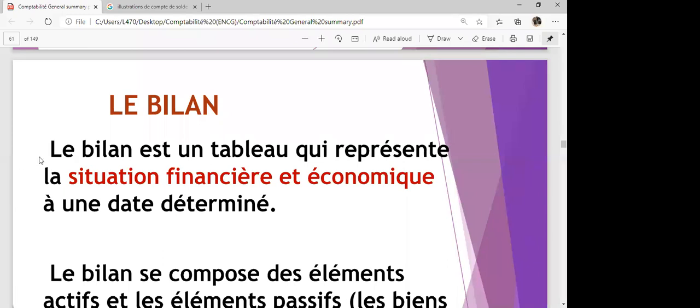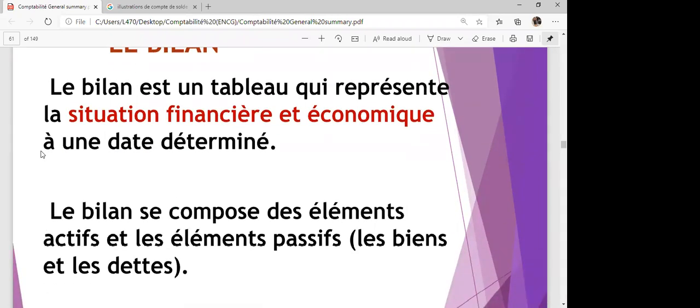It reads, le bilan est une table qui représente la situation financière économique à une date déterminée. So like I explained before, the balance sheet is a table which represents an accounting situation which shows the financial position of a business as at a given date, because it's drawn for a period of 12 months. It's not supposed to exceed 12 months nor be less than that.